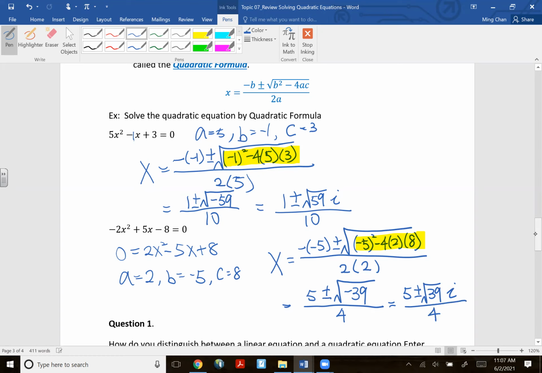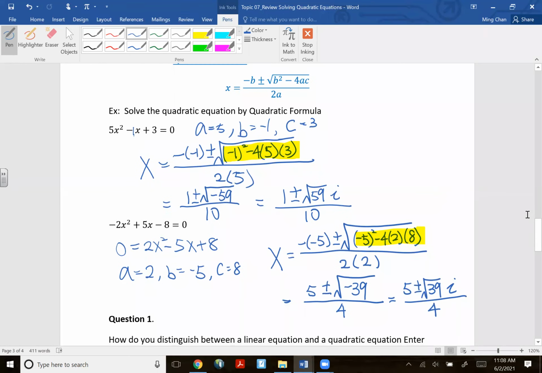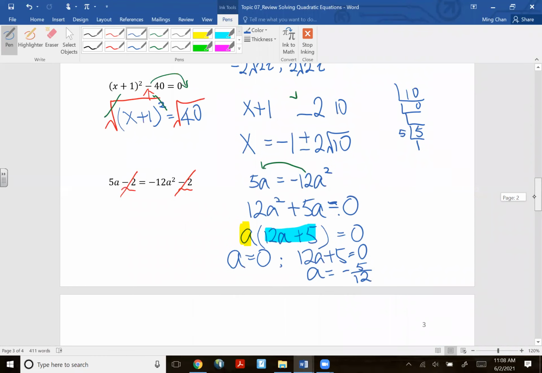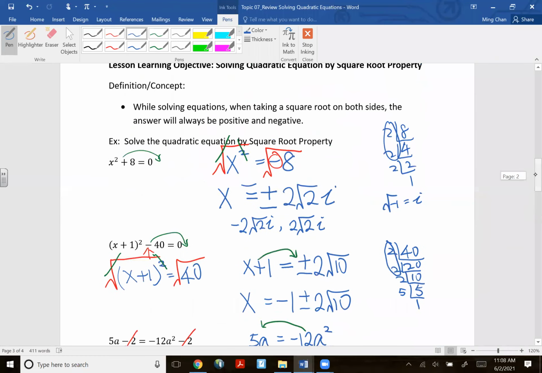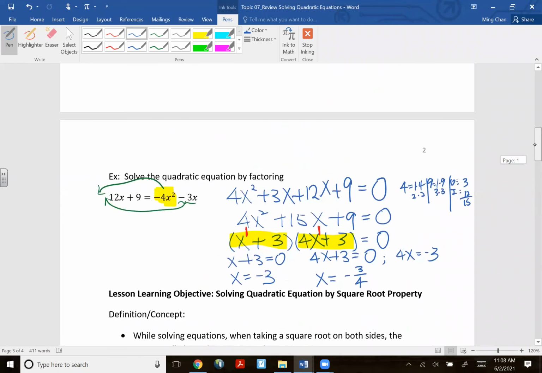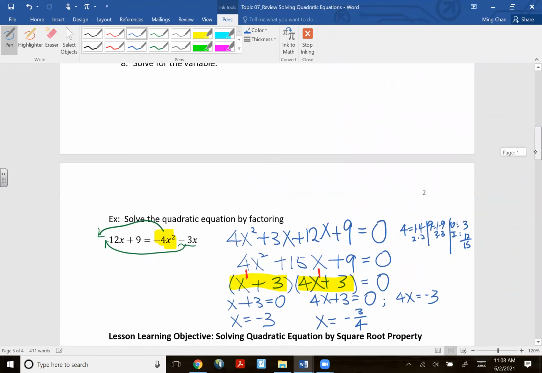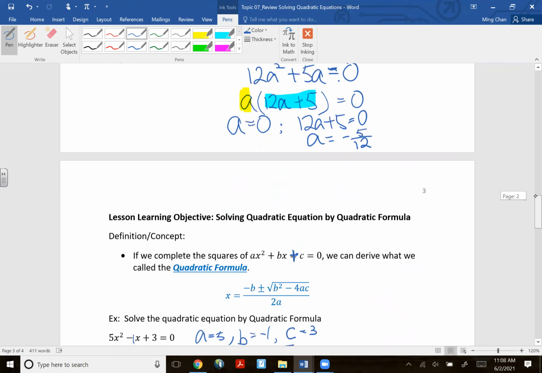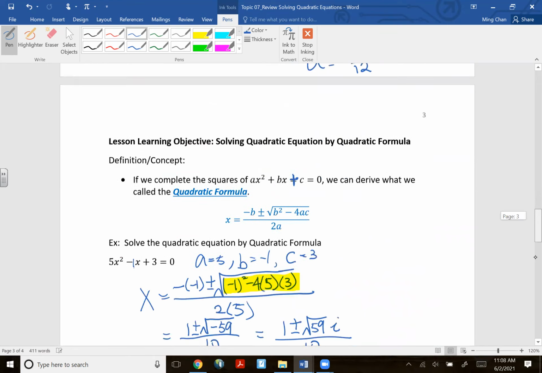Okay. All right. So there are three ways to solve quadratic equations: quadratic formula, completing the square, square root property, and the first one I showed was factoring. Okay, factoring should always be our first resort. Try to factor. If not, we will use the other two methods.